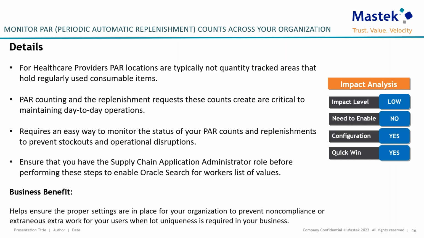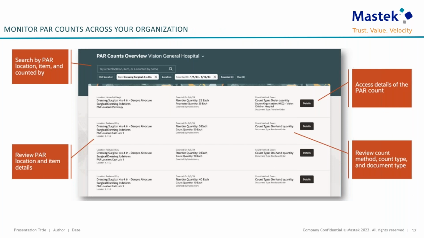in place for the organization to prevent non-compliance or extra work for the user, or when lot uniqueness is required in real business. This way we can search by par location, item, and by who has counted the par locations. Then we can review the par location and item details. We can even access the par count, and review the count method, count type, and document type.